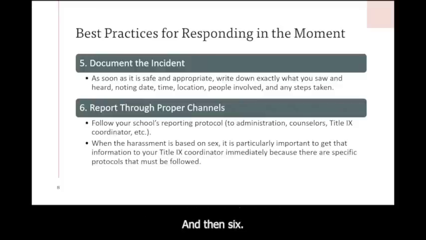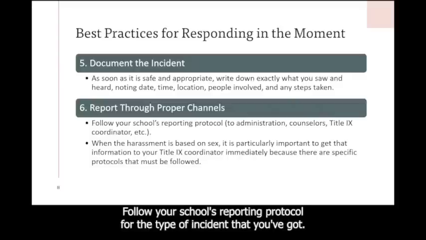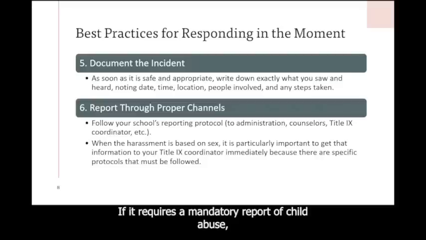And then number six, report through your proper channels. I know we can't say this one enough. Follow your school's reporting protocol for the type of incident that you've got. If it requires a mandatory report of child abuse, take it to your local law enforcement and leadership.